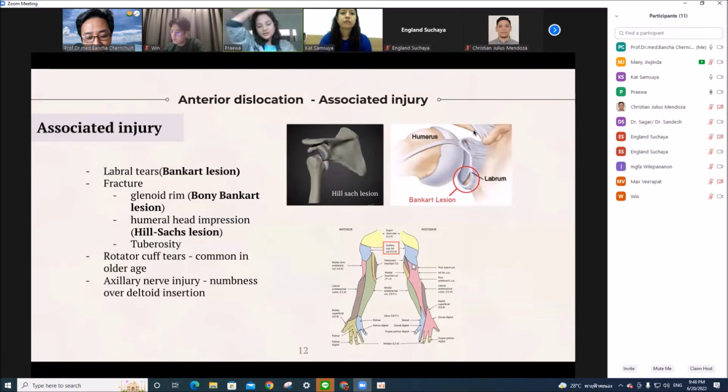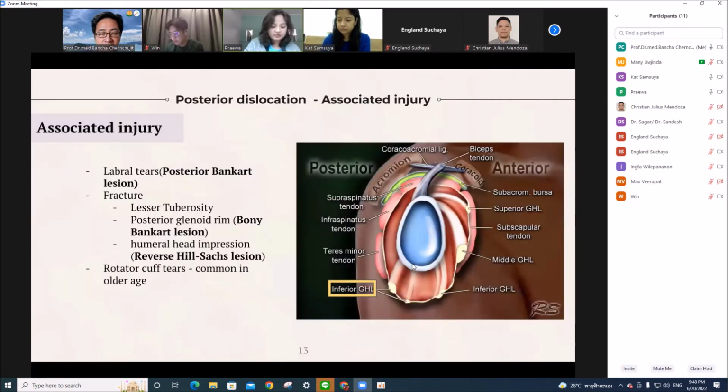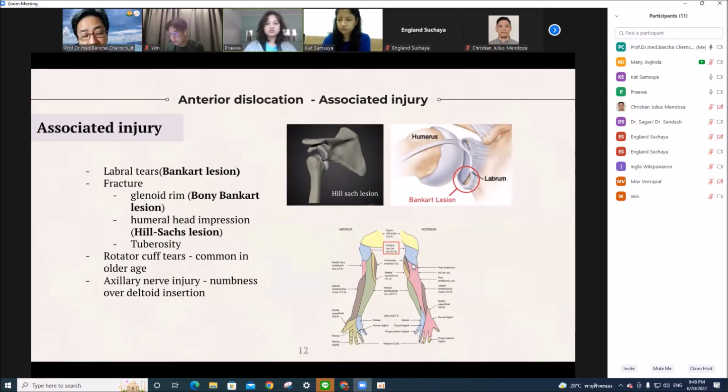Now we're going to talk about the associated injuries that we should know about. For anterior dislocation, there could be labral tears. There can be a fracture of the glenohumeral rim, which we call the Bankart lesion, and also the humeral head impression, which we call the Hill-Sachs lesion, and there could be a fracture of the tuberosity. It is also common to have rotator cuff tears in the elderly, and there can be an axillary nerve injury, where the patient presents with numbness over the deltoid insertion here. So the dislocation in the young and in the elderly is not the same.